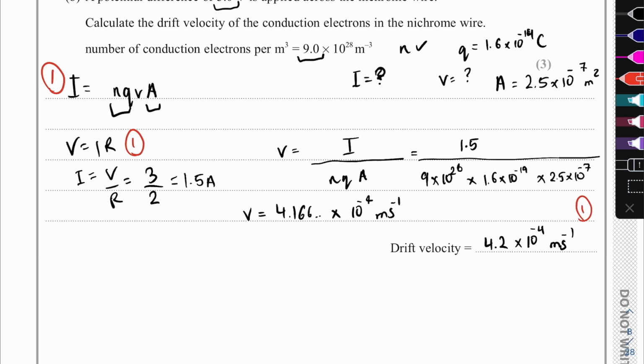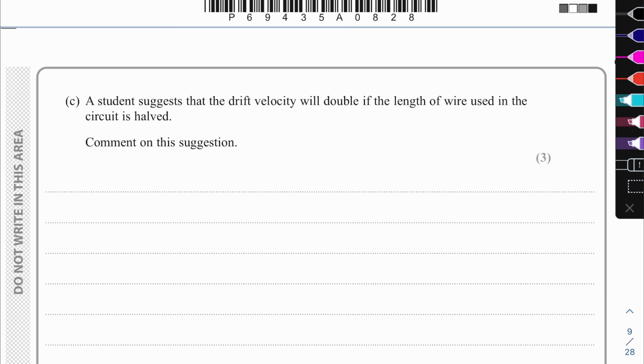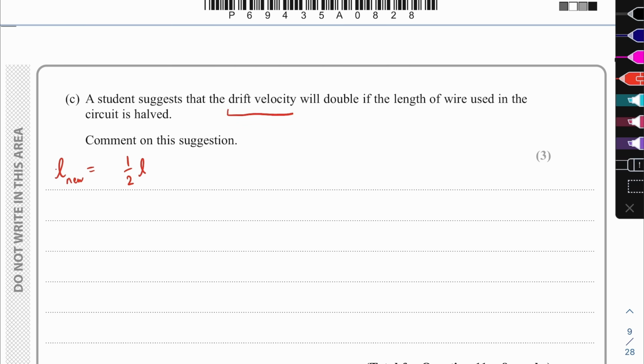Alright. Now let's move on to part C. A student suggests that the drift velocity will double if the length of the wire used in the circuit is halved. Comment on this suggestion. So they're saying that the new length is now a half of the current L, right? How will this affect the drift velocity?